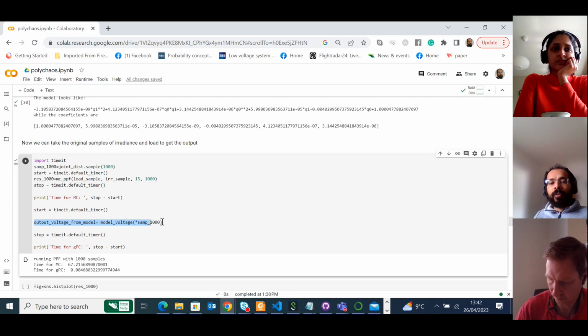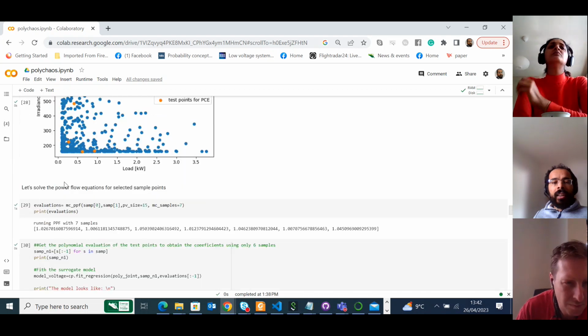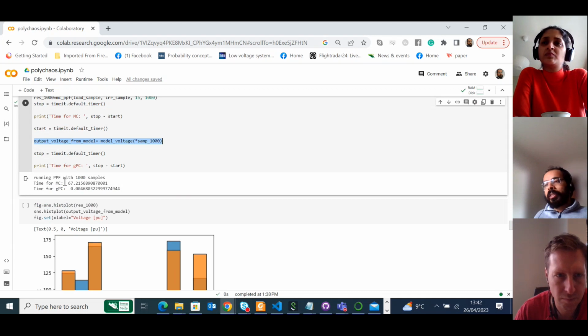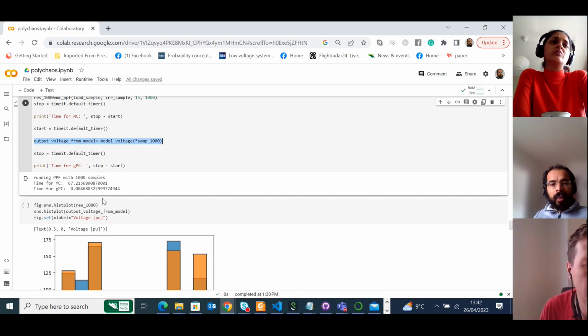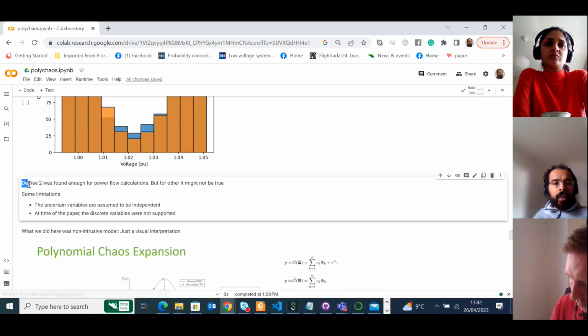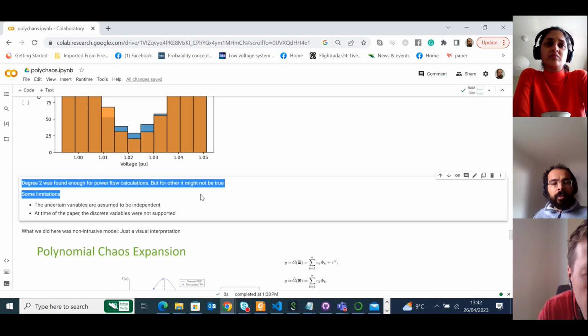Here you store it in the form of a polynomial. So basically these 6 coefficients and these orthogonal polynomials will represent your model. You don't need to store 1000 or 10,000 data points. Whenever you need, you just sample the inputs and pass them through the model. When you don't need it, you don't do anything with that. So that is the application. And as we said, degree 2 was found enough for our power flow calculation. But if the application is different, it might not be true.